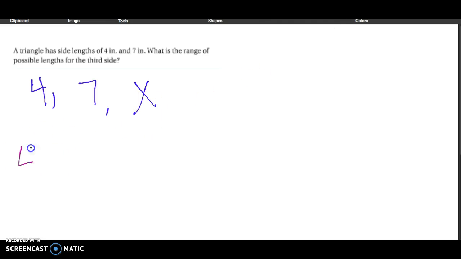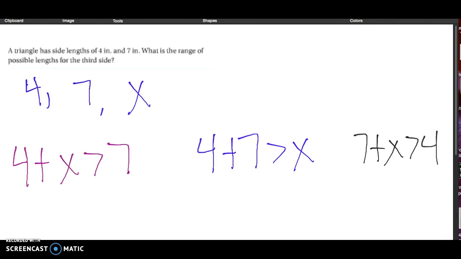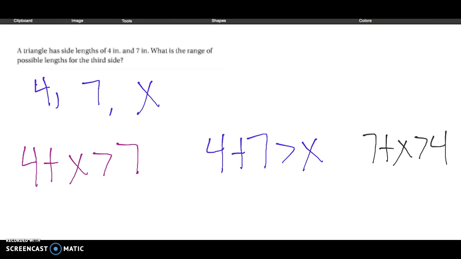So whatever 4 plus this x is that we don't know, that has to be greater than 7. Whatever 4 plus 7 is, that has to be greater than this x we don't know. And then whatever 7 plus this x is, it has to be greater than 4. And we need to solve each of these inequalities to try to figure out our range of possible values for the side of this triangle.